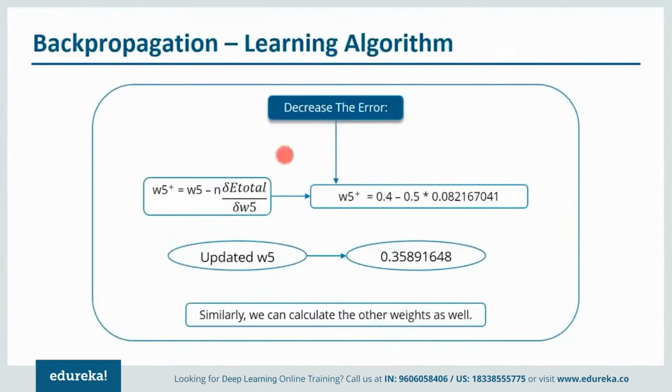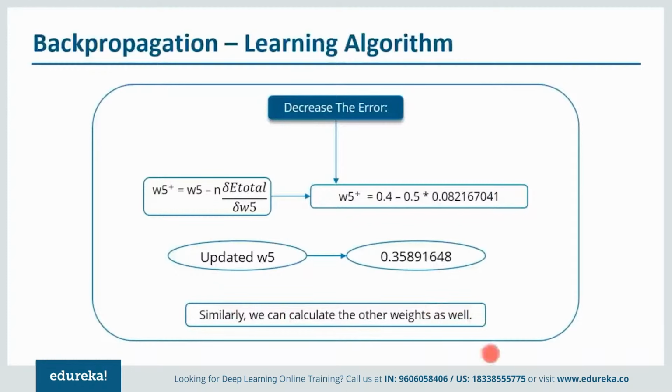First thing we need to do is follow this formula. W5+, which is the updated weight, is equal to W5 minus the learning rate times delta of E total by delta of W5, which came to around 0.35891648. Similarly, we can calculate the other weights as well.